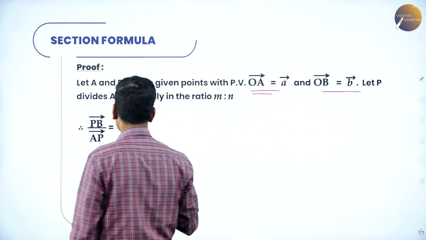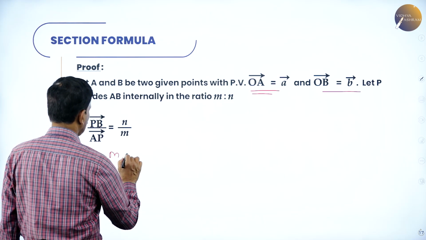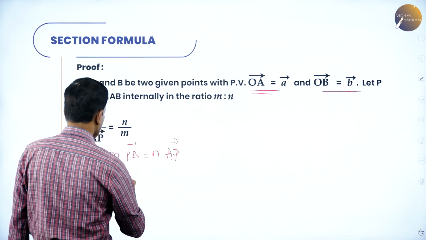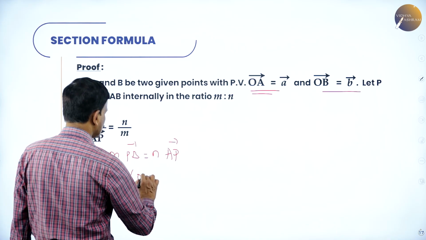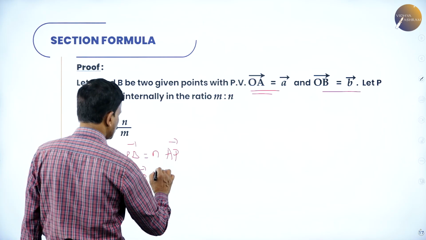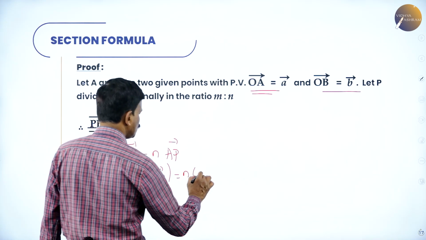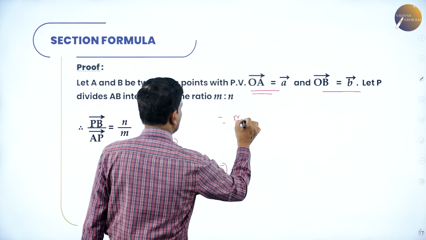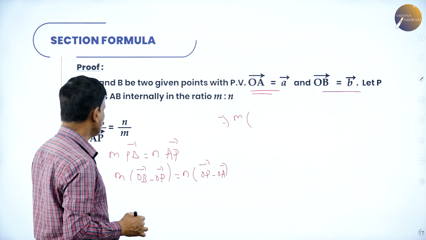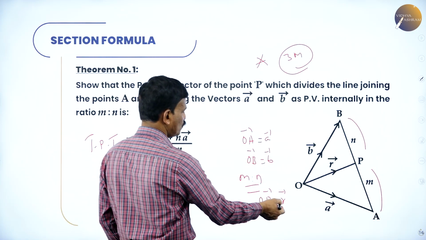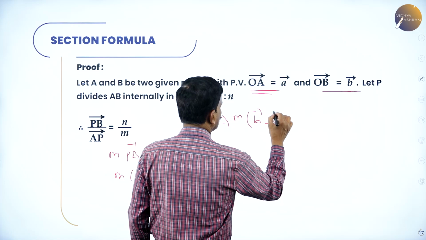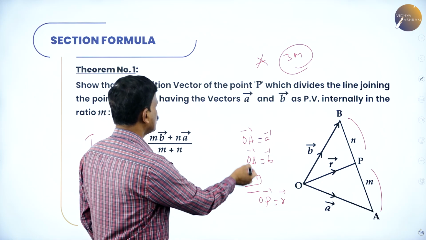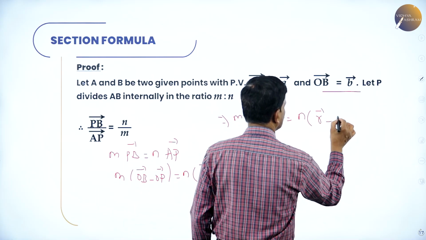Now, just cross multiply. If you cross multiply, what you will get? m into vector PB is equal to n into vector AP. m into what is vector PB? That is nothing but vector OB minus vector OP, equal to n into vector OP minus vector OA. Now OB is equal to vector B and OP is equal to vector R. So m into vector B minus vector R is equal to n into, again OP is R and OA is vector A, vector R minus vector A.